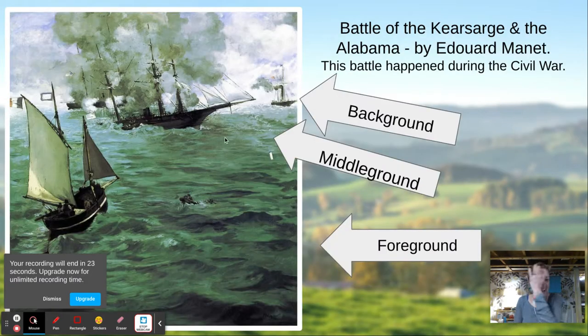Last thing, we have this cool battle with ships. This one is in the foreground and super big. This one is in the middle ground and medium sized. And this one is teeny tiny in the background. This is a battle that happened during the Civil War. If you're going to do this picture, your ship is going to have to be tiny when it's far away and super big when it's close up. All right, I'm excited.